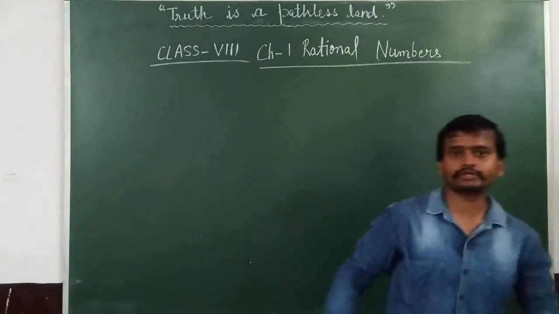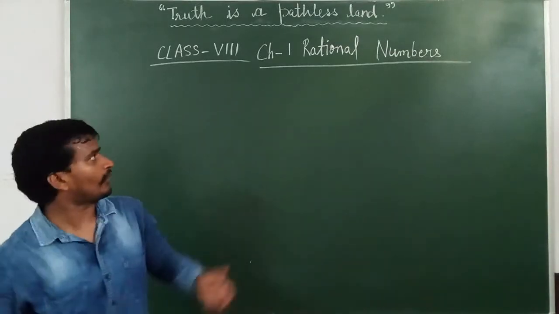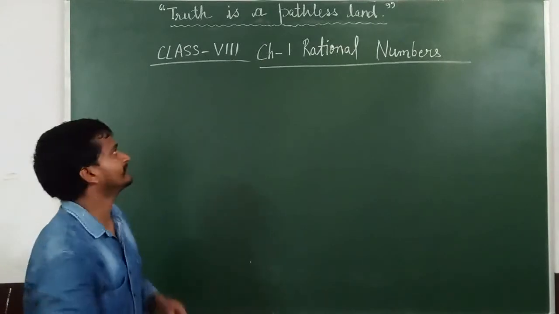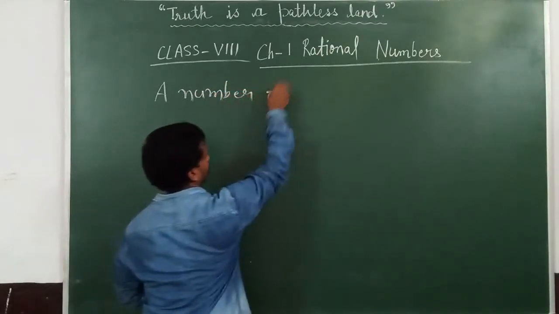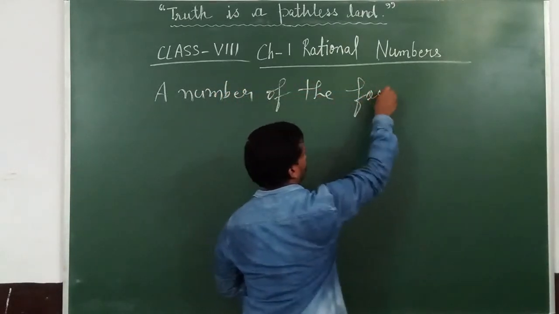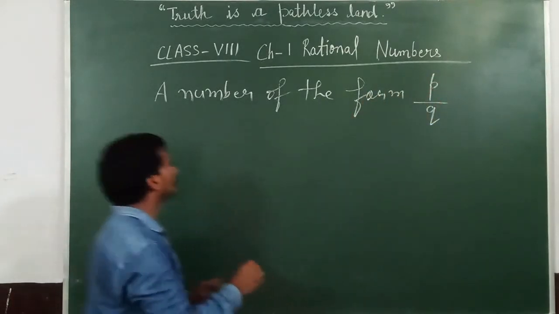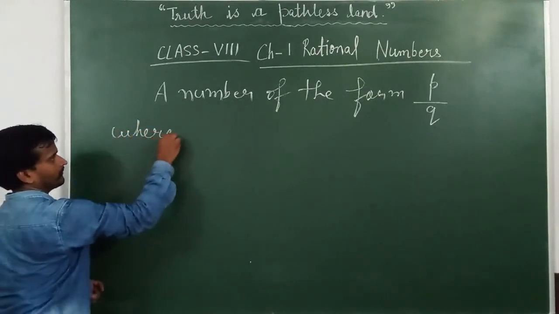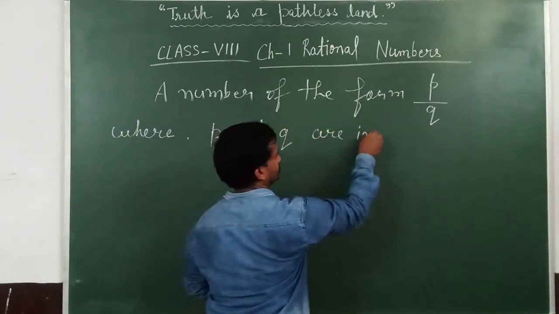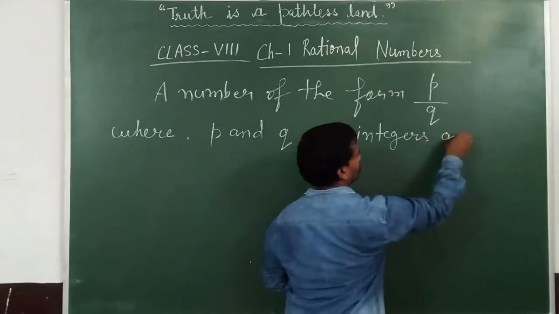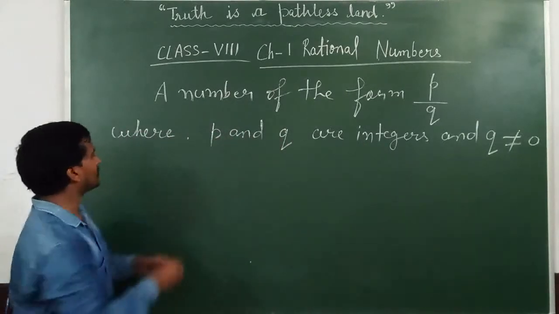Of class 8. Today we will start chapter number 1 in maths and its name is rational numbers. First of all, let us discuss what are rational numbers. So we can say a number of the form P upon Q, where P and Q are integers and Q not equal to 0.